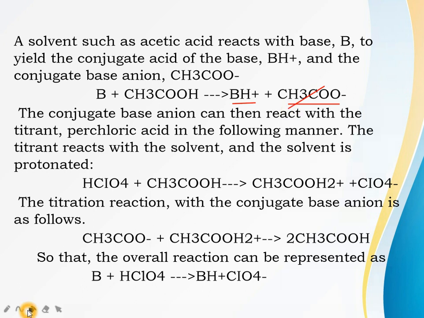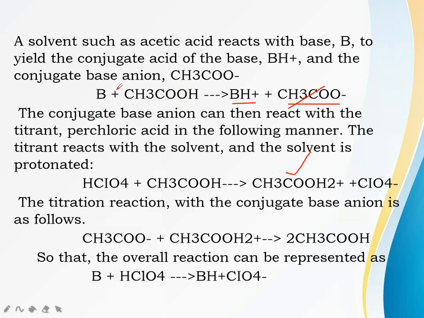perchloric acid in the following manner. First of all, the acetic acid that is present will react with the perchloric acid to give CH3COOH2+ ClO4-. This is the protonated solvent, CH3COOH2+, which will react with the base; initially some acid will be reacted with the base.